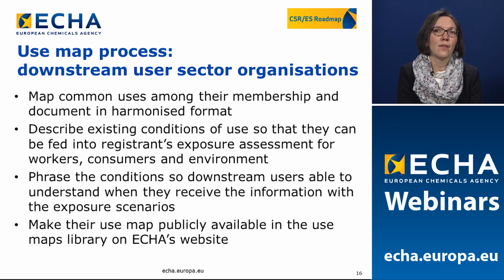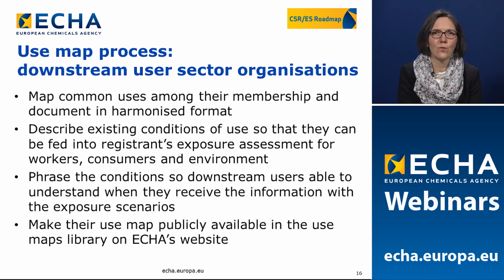Let's have a closer look at the tasks and responsibilities of the key actors in this process. First, the downstream user sectors. Sectors have to map their common uses among their membership. They have to document them using the harmonized format. Using the harmonized format, sectors have to describe the existing conditions of use so that they can be fed into registrants' exposure assessment for workers, consumers, and environment. It is important that the conditions described reflect the good practice in the sector. This supports a realistic exposure assessment.